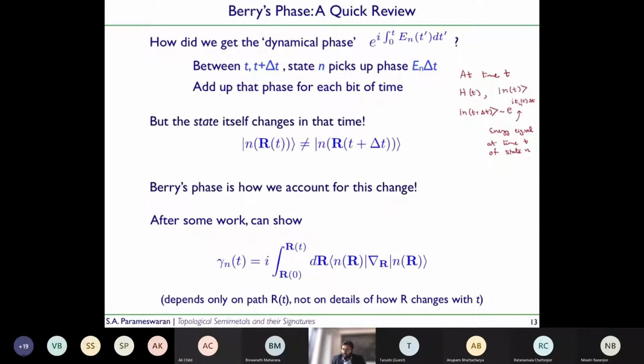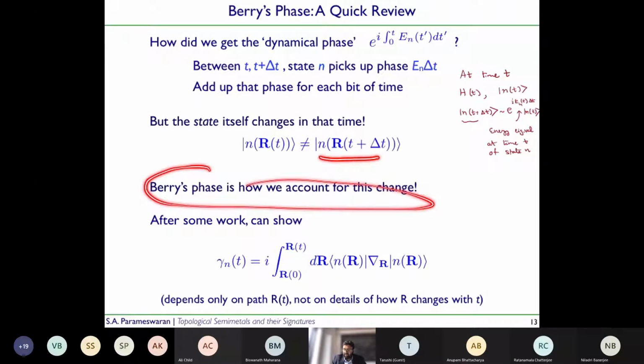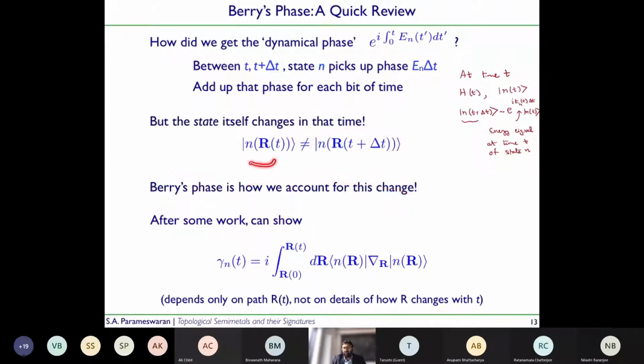But the subtlety, though, is that n of t plus delta t is not the same as n of t. So what I tried to write down was that this is n of t, but this is not so innocuous because the actual wave function itself has changed. So Berry's phase is really how you account for the fact that the wave function at time t plus delta t and the wave function at time t could be a little bit different. And so I won't go into this. My favorite place to read about this is Shankar's textbook, Principles of Quantum Mechanics, which has a very careful discussion of Berry's phase.